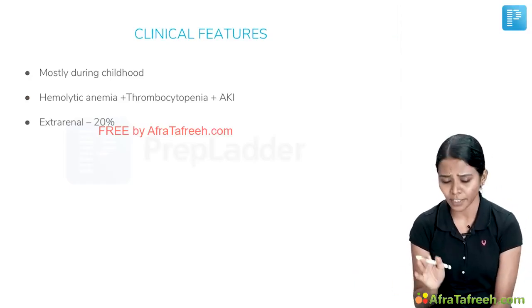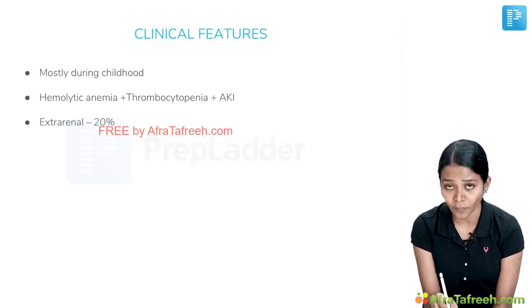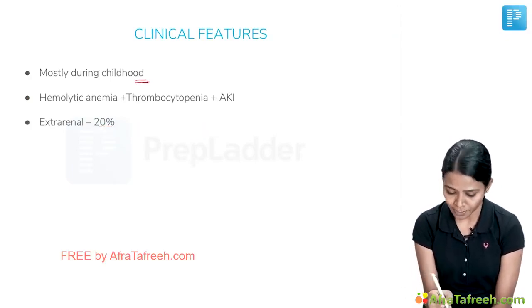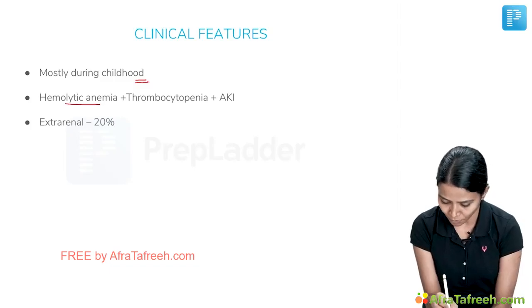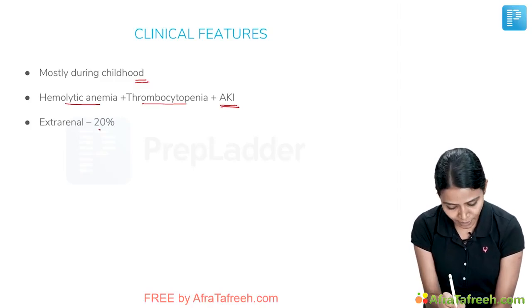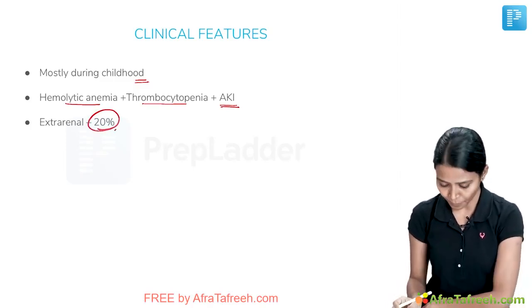Okay. Now coming to the clinical features. This is seen in atypical HUS. This is seen mostly during childhood. Patients present with the same thing: hemolytic anemia, thrombocytopenia and AKI. Extrarenal involvement is seen in only 20% of patients.